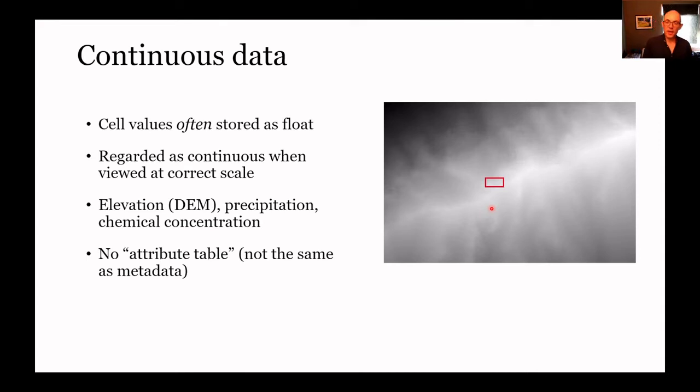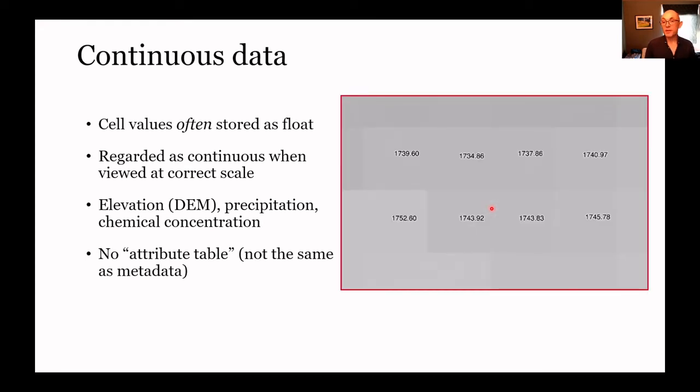So that's what our continuous data looks like. Regarded from afar, it's continuous. When we zoom in too close, we get these discrete packages like this. And that is important to remember, that this is how the data is stored. It's continuous but discrete.